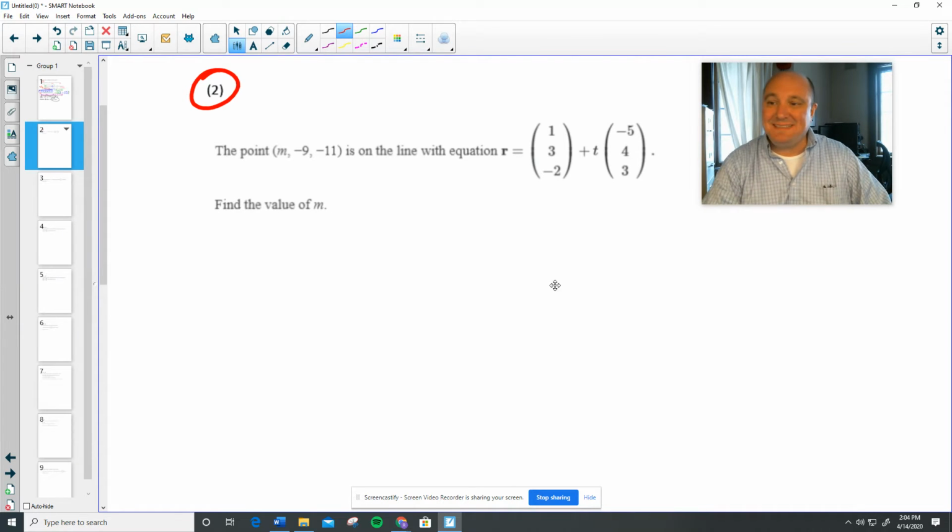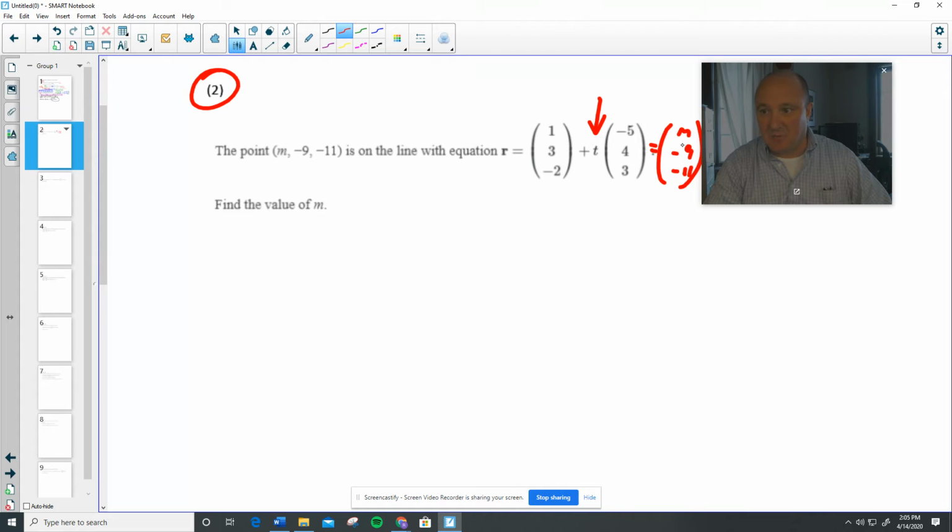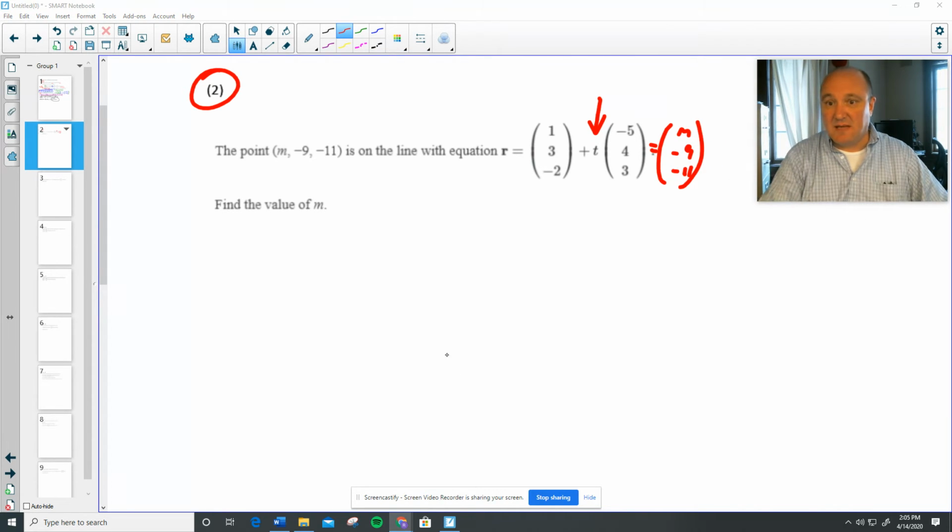Okay, so what this is telling me is there's some value t that I can plug in here to get (m, -9, -11). Whatever that value of t is, I'm going to multiply it times the -5 and add 1, and that's going to tell me what m, the resulting position vector, is. So that's the strategy here.